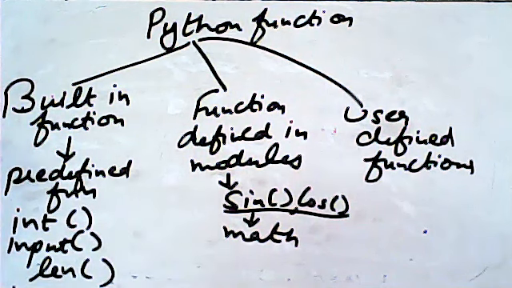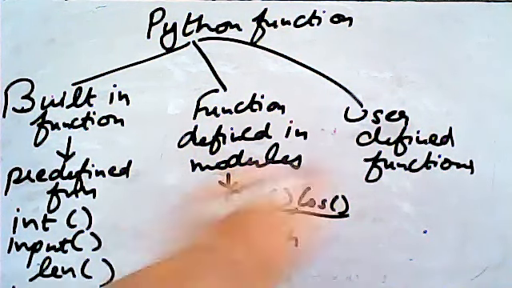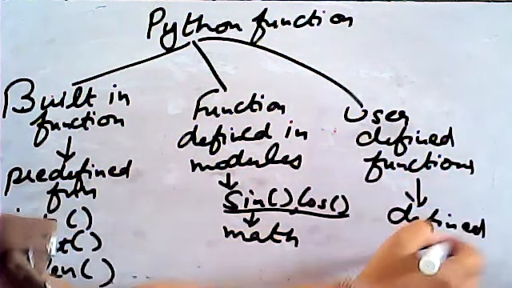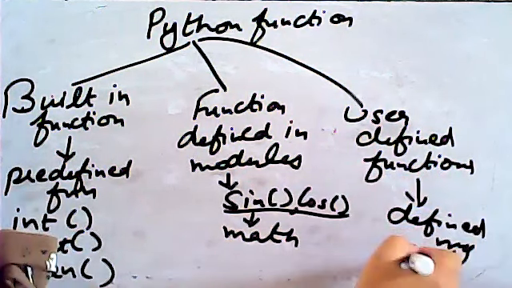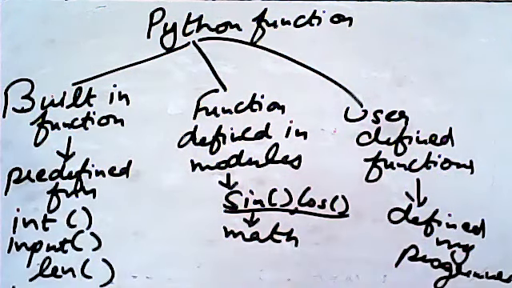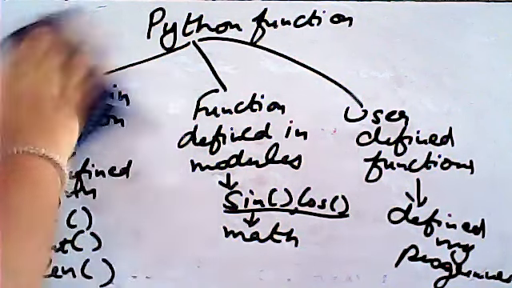User defined functions are what? These are defined by the programmer. If I want to make my own function, I can make that. So it is defined by the programmer. So these are the 3 types of functions which are used in a program. Okay, now we'll make some programs. We will make some simple programs.